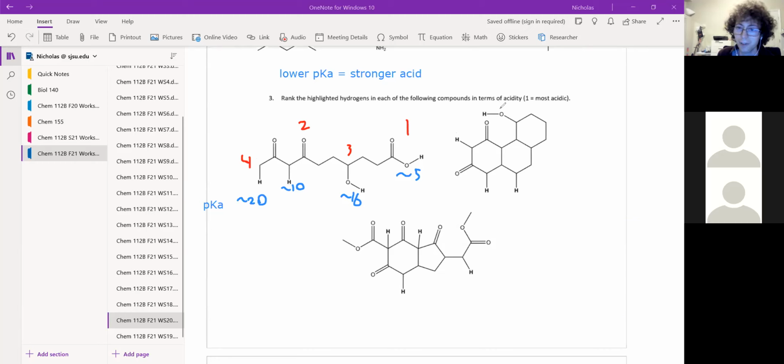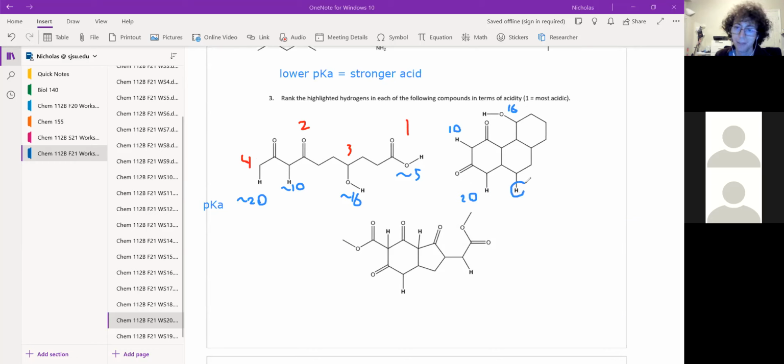So there's an alcohol in the top. pKa is about 16 for that. We have a hydrogen here, alpha to 2 carbonyls. pKa for that is about 10. This one is alpha to 1 carbonyl, that's a ketone. So pKa is about 20.